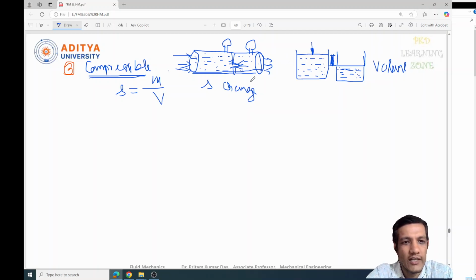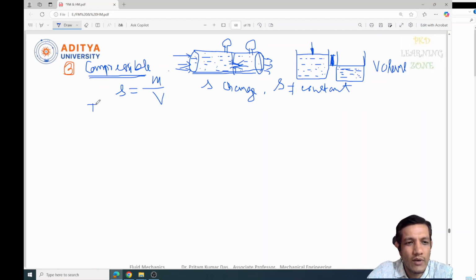So we can say compressible fluid or flow is one in which the density of the fluid changes point to point. Suppose here one density is there, here another density is there. That means the flow is a compressible flow. You can say the density is changed, or the density is not constant. So this is known as compressible flow.